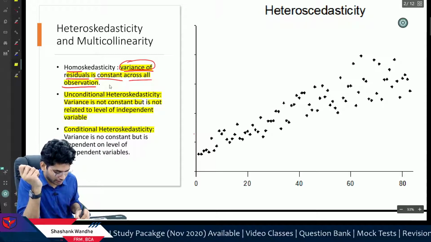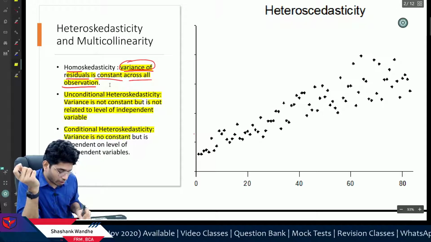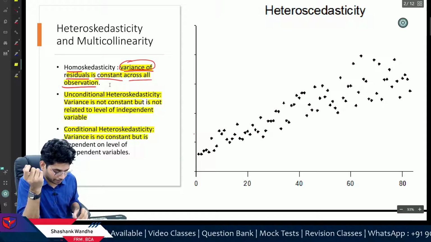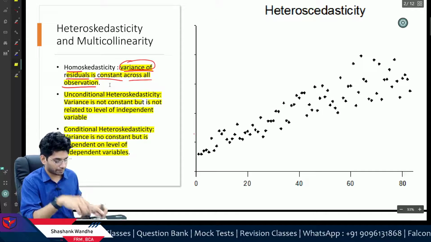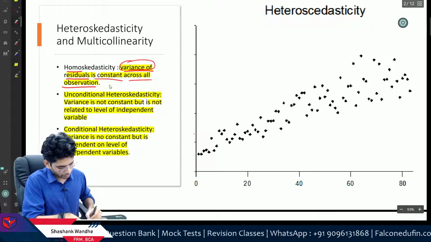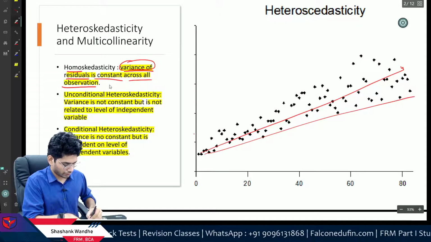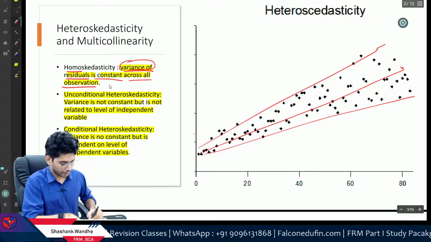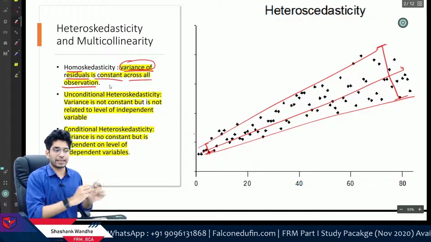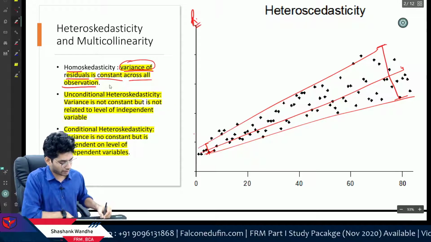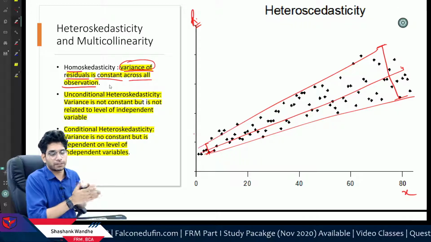So conditional heteroskedasticity is where the variance is not constant, but is dependent on the level of the independent variables. Here we have one diagram. Here also you can see, this is a software generated diagram. Okay, you can see here your variance is increasing. So here you have small variance, here you have larger variance, the spread is increasing. So here you have residuals plotted against your x observations, right? So this is the problem for us.